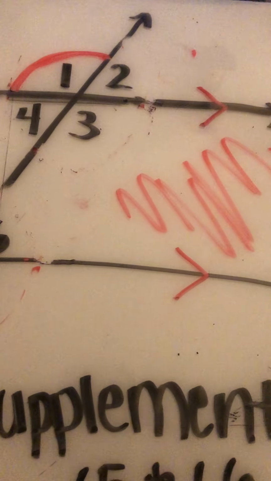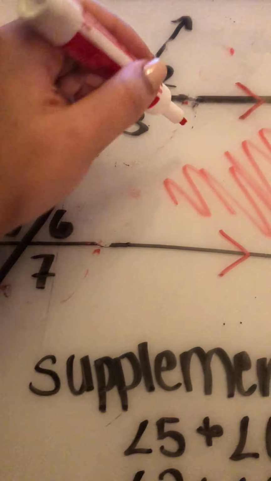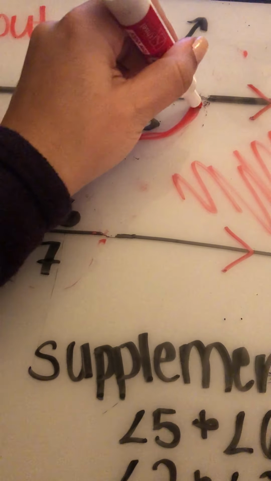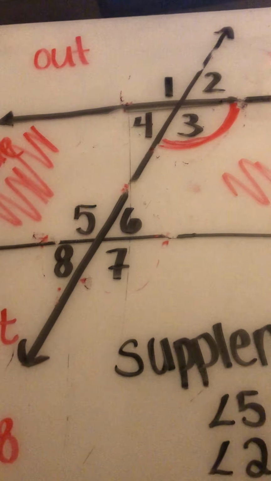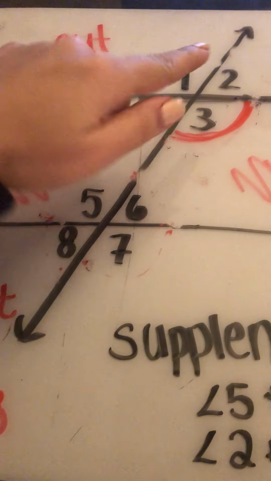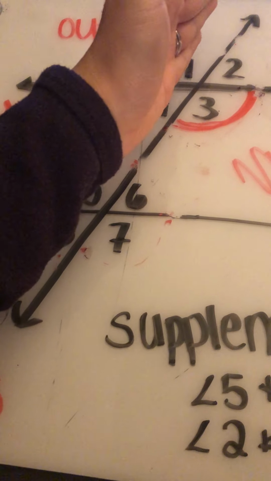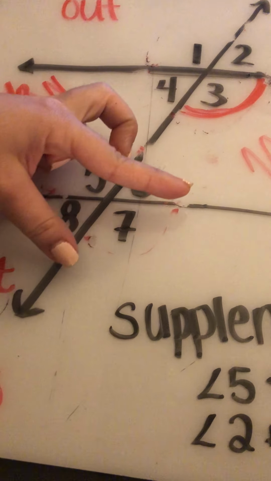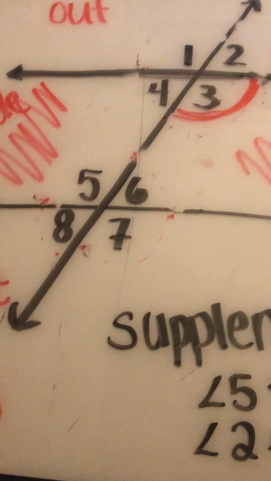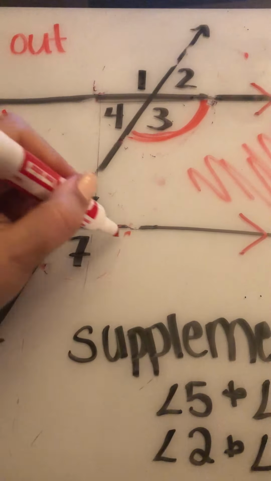Let's pick a different one. Let's say I picked 3. Okay, if I asked you which angle is corresponding to 3, again, we're going to look on the same side of the transversal, so that eliminates 1, 4, 5, and 8. And then we're just going to slide angle 3 down, and where would it sit right on top of? Where would it be its mirror image? And that answer would be angle 7.